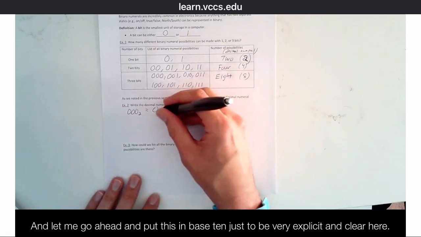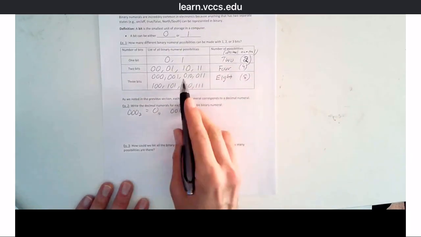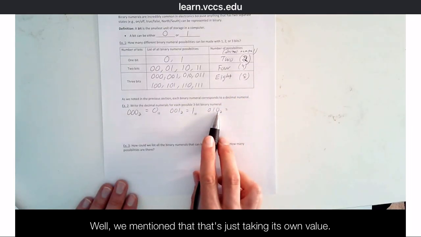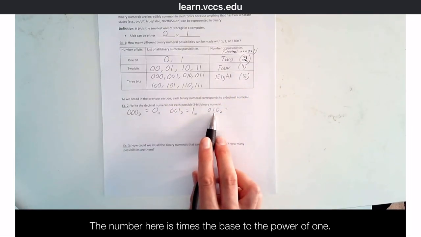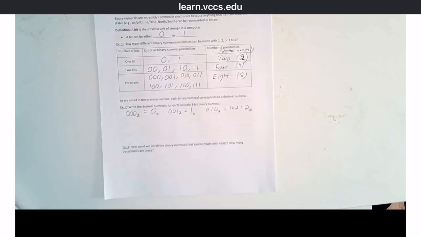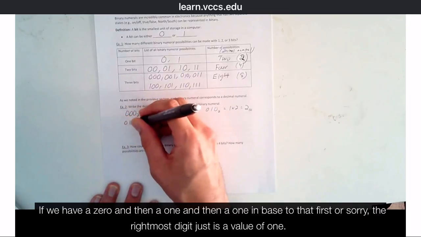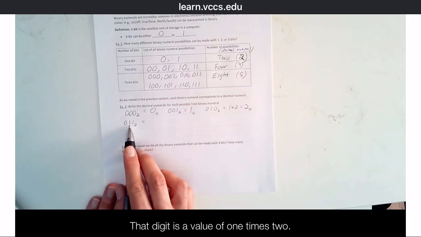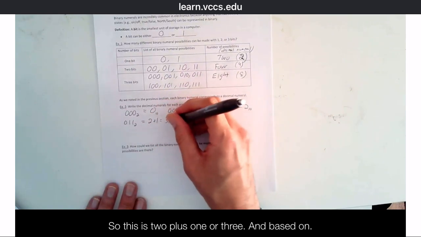And let me go ahead and put this in base 10, just to be very explicit and clear here. The next one that I wrote, 1, 0, 1 in base 2, well, we mentioned that that's just taking its own value. The number here is times the base to the power of 1. So that's just going to be 1 times 2, or just 2, again in base 10. Continuing on in this fashion, if we have a 0 and then a 1 and then a 1 in base 2, the rightmost digit is a value of 1. That digit is a value of 1 times 2, so this is 2 plus 1, or 3 in base 10.